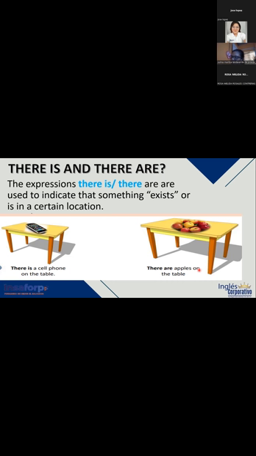So we can see the two examples actually here. One with there is a cell phone on the table, and there are apples on the table. Since you can see here that I'm referring to more than one apple, I'm talking about like seven, eight apples. So when I have more than one, I will start using there are, and I'm going to use only there is when I refer to one single thing. Okay, so let's move on to the next part.